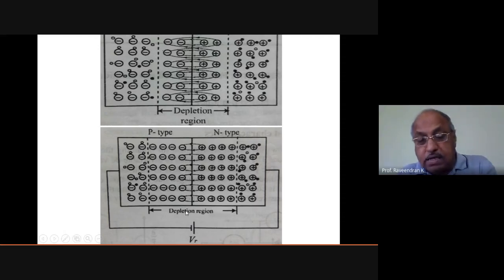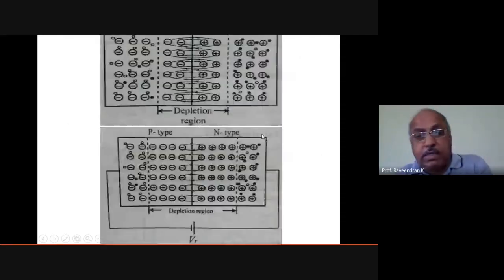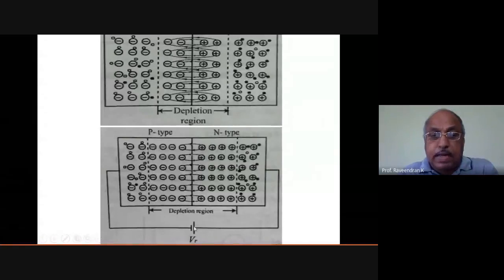Why is it called reverse biased? Because the holes in the P region are attracted towards the negative terminal. The electrons in the N region are attracted towards the positive terminal of the voltage source. The electrons in the N region will be attracted towards this one, and the holes in the P region will be attracted towards the negative polarity of the voltage source.